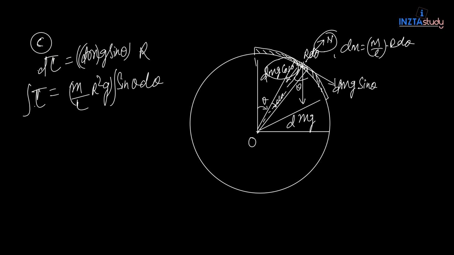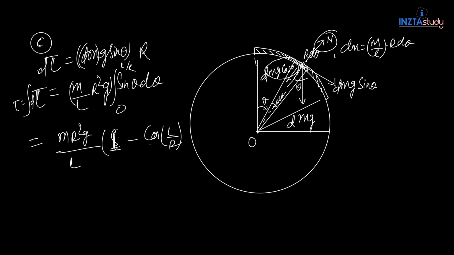Now the torque is equal to the integration of this dτ, where θ varies from 0 to L by R. So this torque is going to be m r square g by L times the integration of sin, which is minus cos. So cos 0 is equal to 1, and cos L by R. So this is the torque which is acting here.